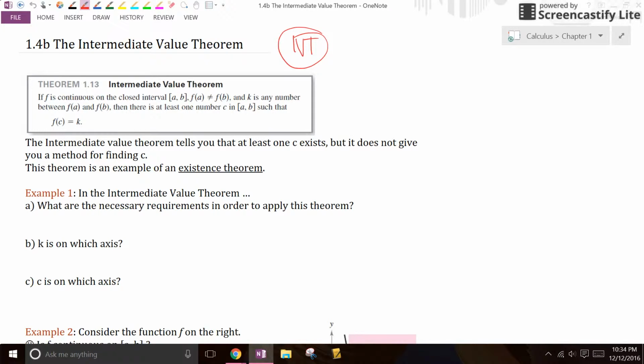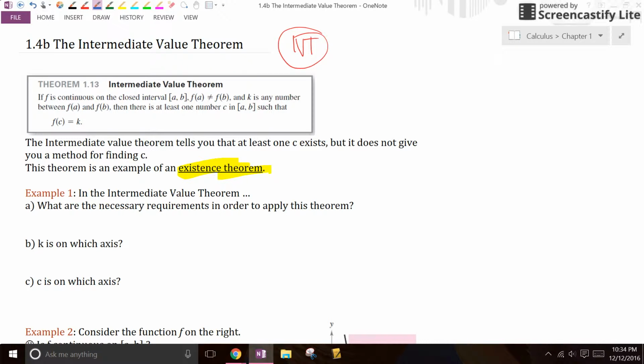First off, what you want to know is this theorem is what's called an existence theorem. It means that all it says is that something exists. It doesn't actually tell you how to find the answers. So it's just saying, hey, there's something that exists. Now, what does it actually say? It says this. First off, let's break it down.